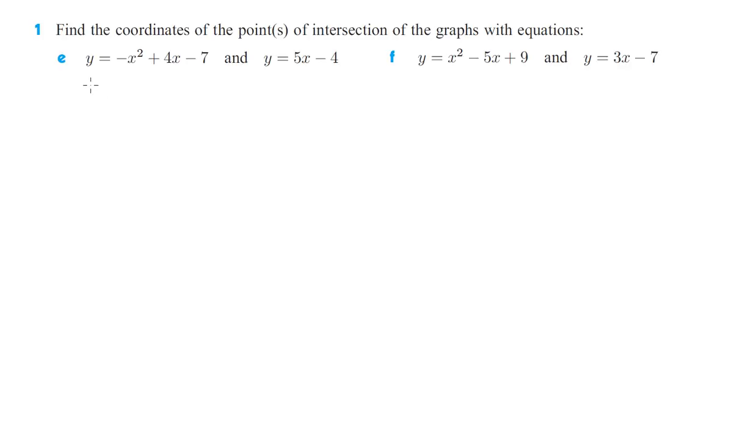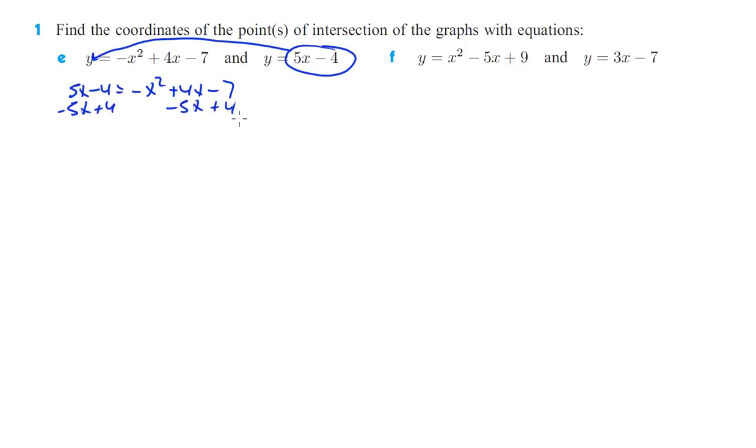So let's put this 5x minus 4 in here. So we got 5x minus 4 equals negative x squared plus 4x minus 7. So subtract 5x and add 4. And we get 0 equals negative x squared minus x minus 3, right? So let's switch all the signs here. So we get 0 equals x squared plus x plus 3.